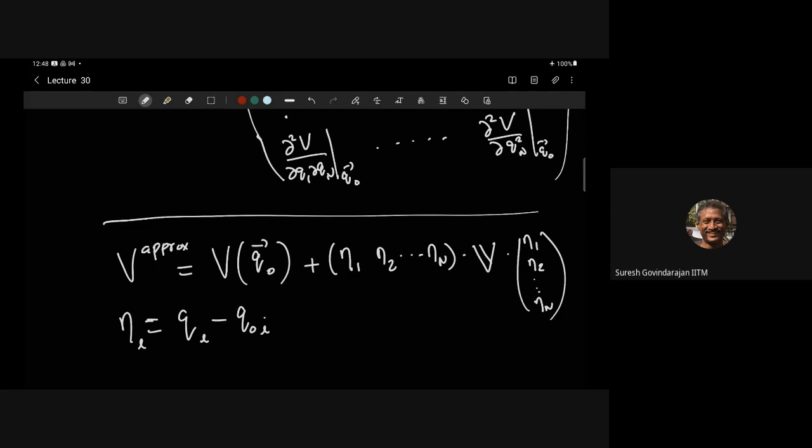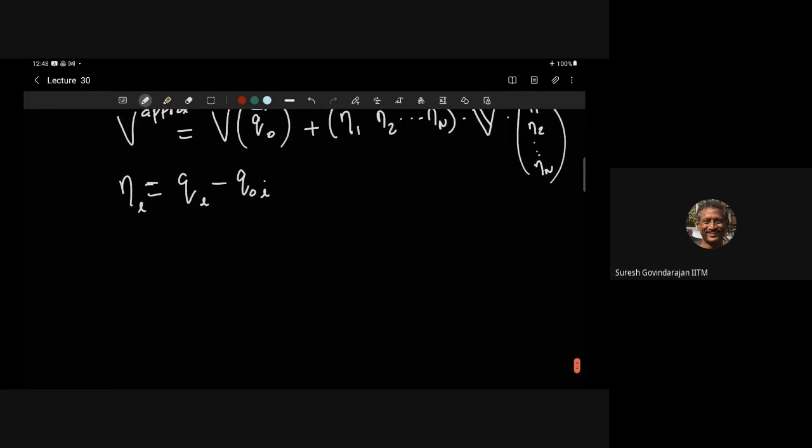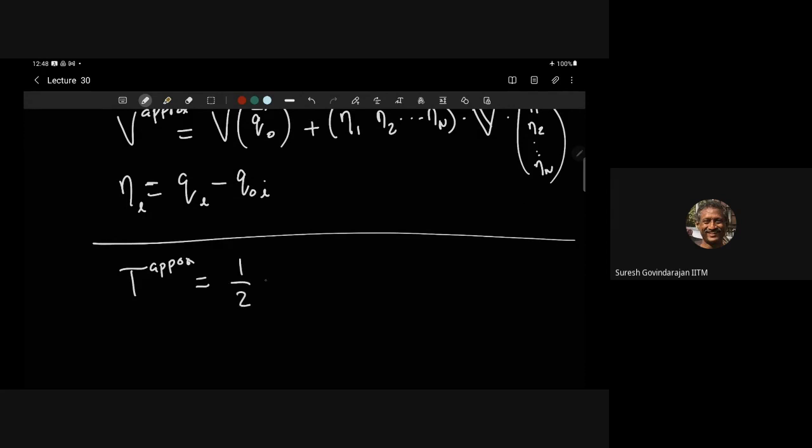Okay, so this is V approx, and so we can ask what happens to T. Here also we do an approximation, and the approximation is the following: half Tij at Q naught times eta i dot eta j dot plus dot dot dot.